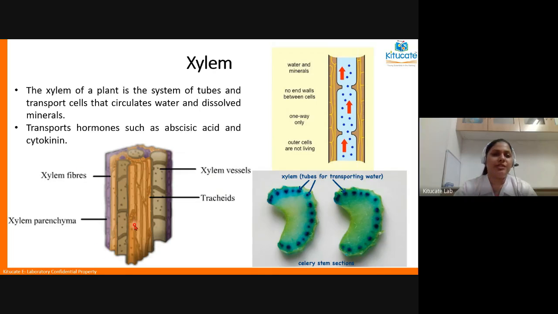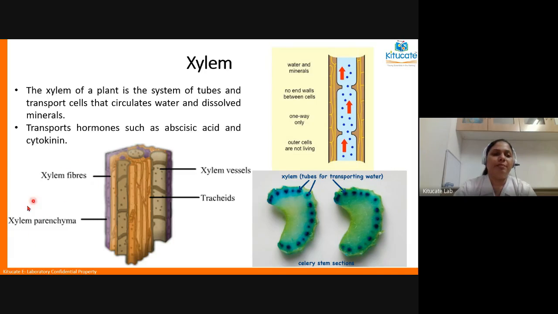Okay, so I will just quickly brief the parts of xylem. Xylem constitutes four parts. The most important ones are the xylem vessels. These xylem vessels are the tubes which transport water and minerals. Now these xylem vessels are supported by xylem fibers. Xylem fibers carry out two activities. One, they help in transportation of water and minerals, and second, they offer support to the xylem vessels.